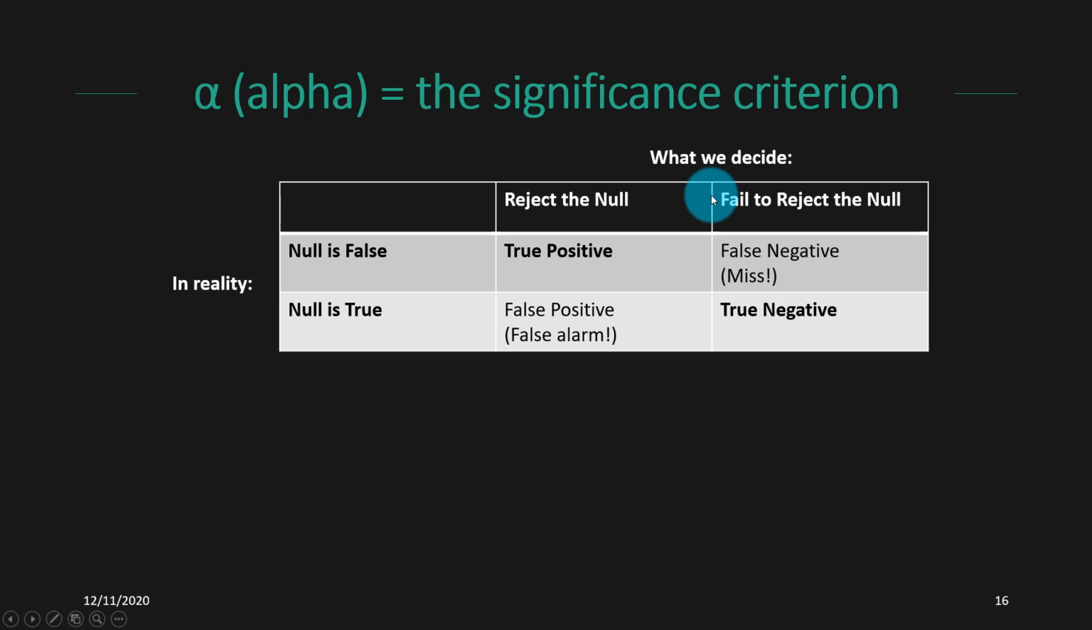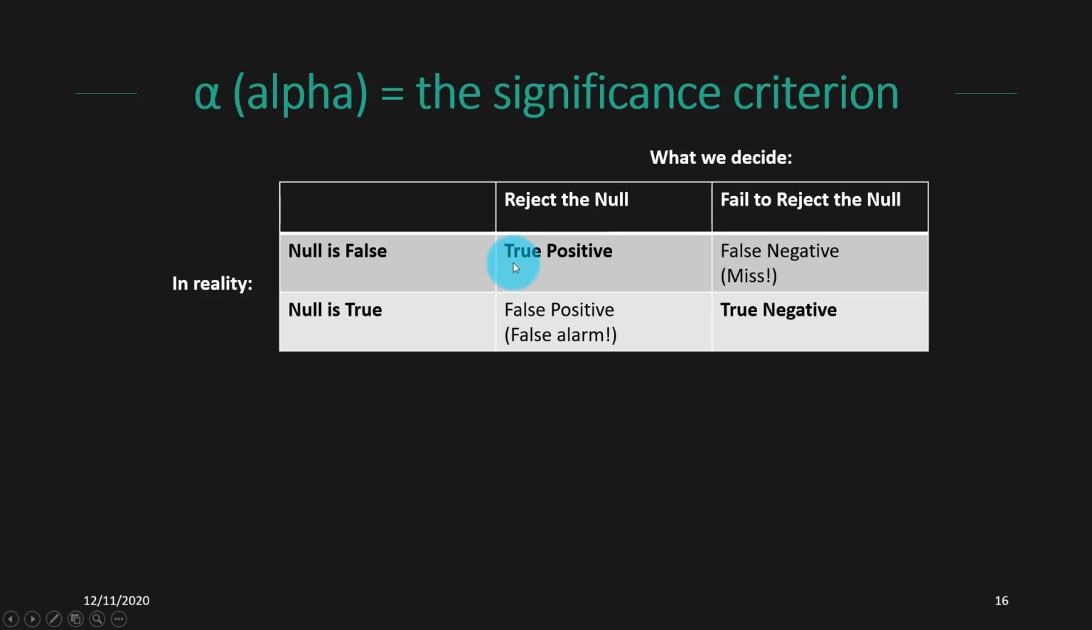And we can see this more clearly if we think about our decision regarding our significance criterion, right, rejecting the null hypothesis or failing to reject the null hypothesis, contrasted against reality, where we could say the null is false or the null is true. Now, if we reject the null when it's false, that's a true positive. That is the correct thing to do in that situation. We've declared a research finding when there really is one.